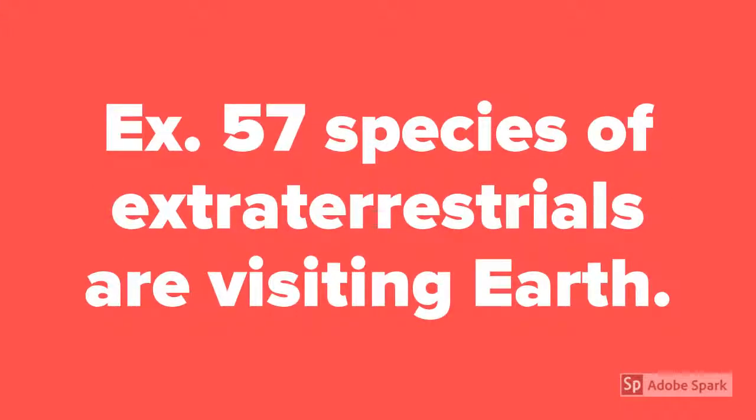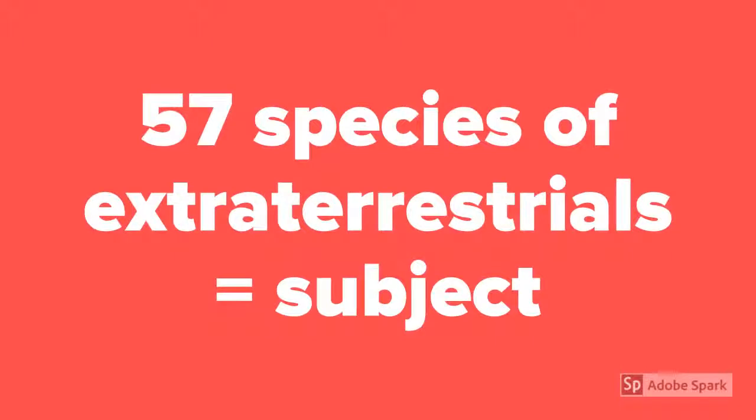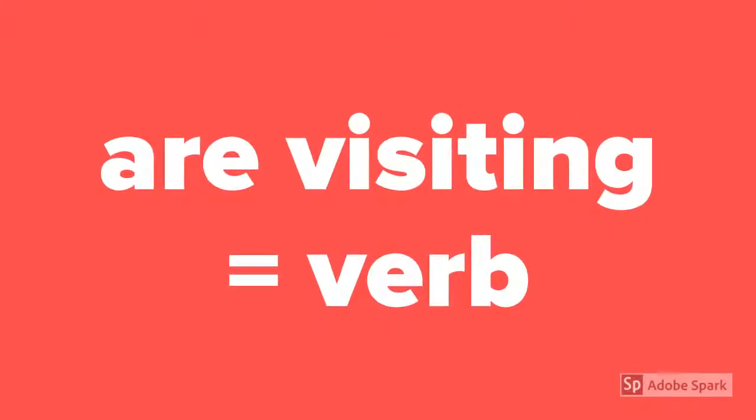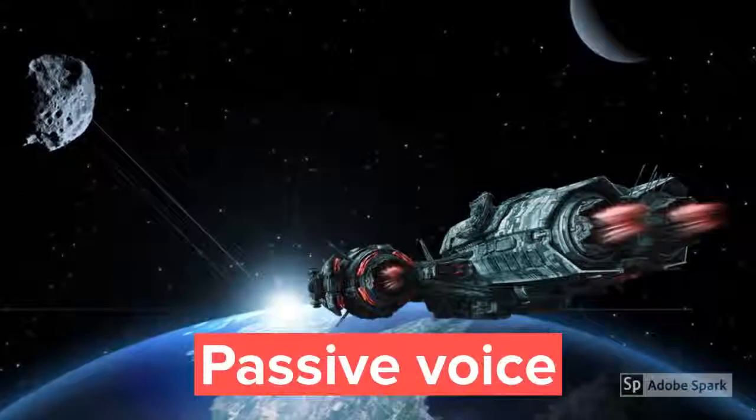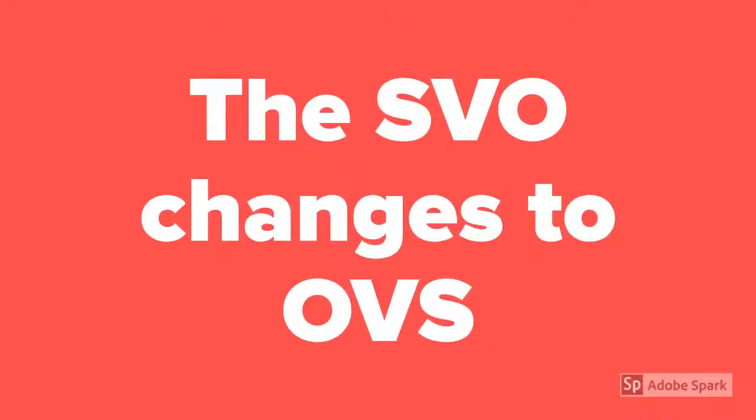For example, 57 species of extraterrestrials are visiting Earth. 57 species of extraterrestrials is the subject. Are visiting is the verb. And Earth is the object. For passive voice, the subject-verb-object changes to object-verb-subject, or agent.